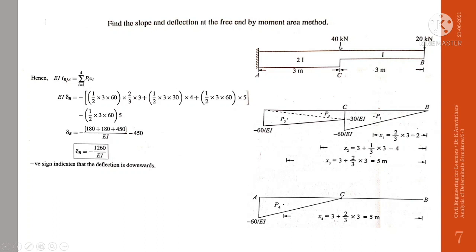Okay, next, for considering the 40 kilonewton load, we have to draw a new diagram. So 40 into distance, which is 3, will be 120. So 120 divided by EI, and our I is 2I, so 120 by 2 is 60 by EI. So this is our second drawing. If you have more number of loads, you have to draw another diagram according to the type of load. Okay. After drawing that, we have to find the centroid.